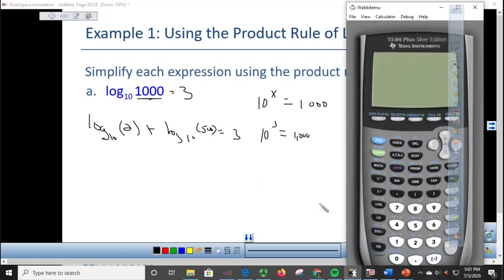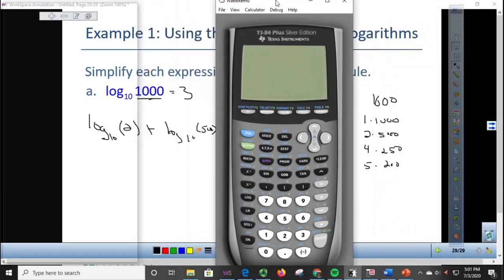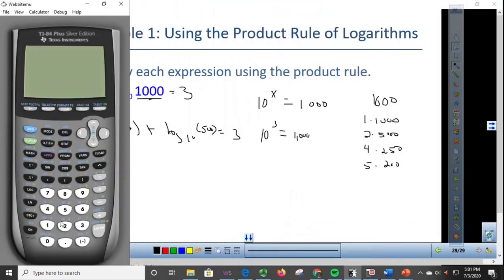So let's look at one. Let's just break it down. Let's say 10 times 100 is 1,000. So if we say log of 10, which is just 1 anyway, plus the log of 100, which is just 2 anyway, we know that we get 3. That's an easier one, because we have base 10 and an argument of 10.